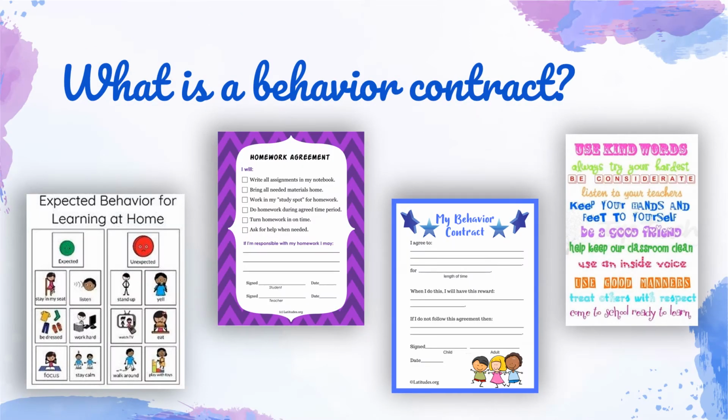A behavior contract is an agreement between the student and an adult that defines what is expected of the student, how those expectations will be enforced, and what the student will earn if the expectations are followed.